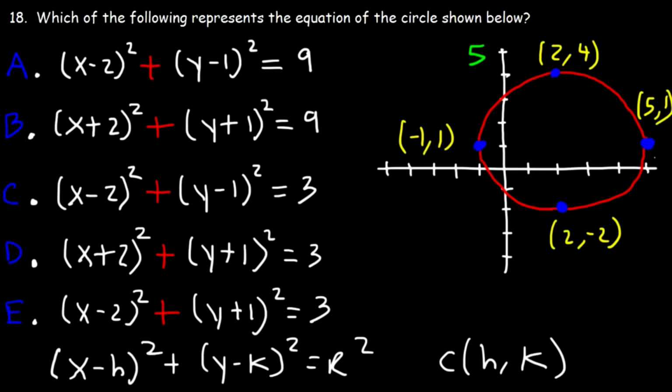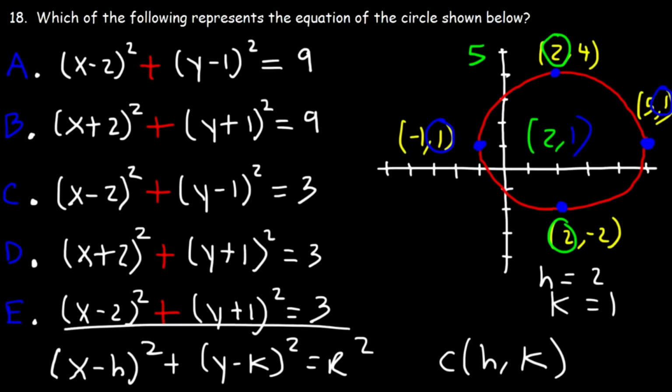So looking at this, you can see the coordinates of the center. Notice that the point on the bottom and the top share the same x coordinate, which is 2. That means that the center has an x coordinate of 2. And now the point on the left and on the right share the same y coordinate of 1, which means the center has a y coordinate of 1. So that's center (2, 1), which means h is equal to 2 and k is equal to 1.